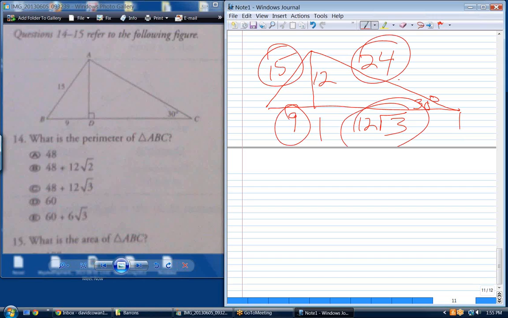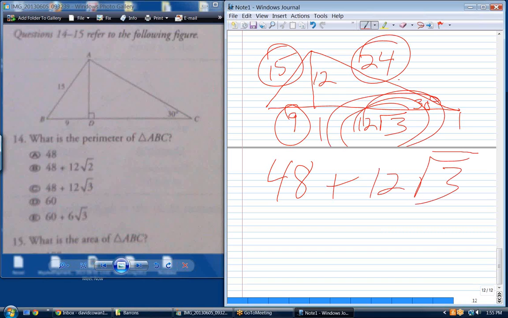Well, I got 60 square root 3, but that's not an answer. No, actually you can add 9 to 15. I can add 24 to that. That's 48. Plus this final piece, 12 root 3. So this is my answer. And notice that is on there.